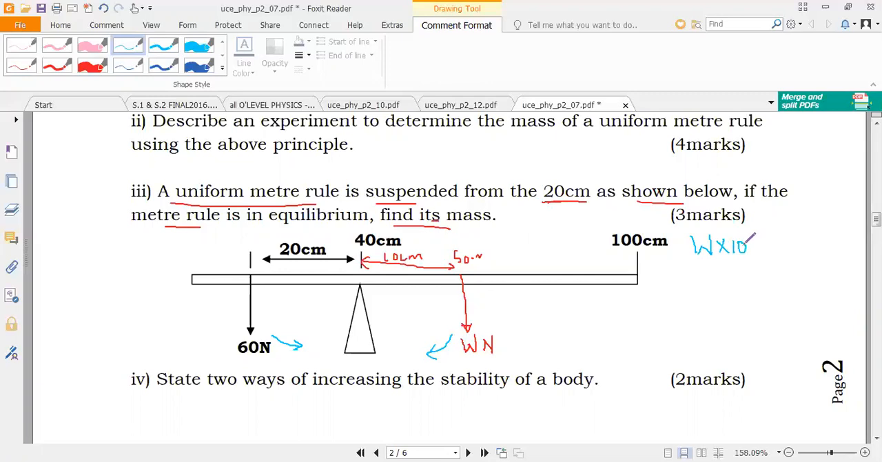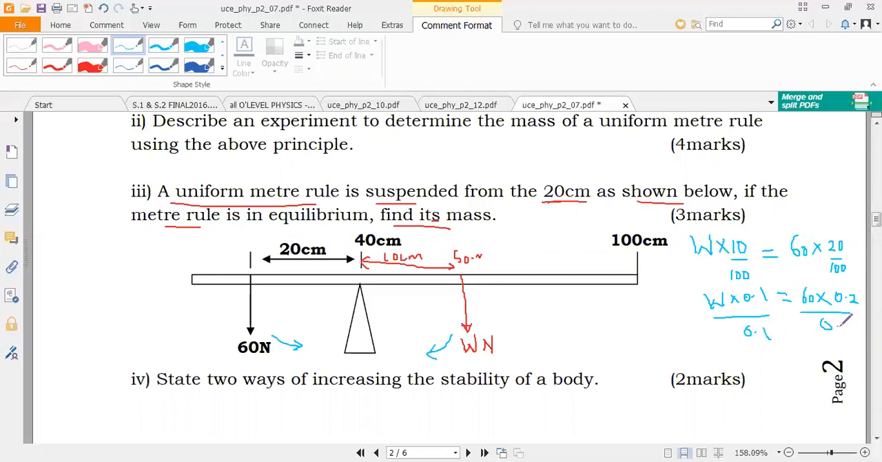And 10 you can change to meters by dividing by 100. This should be equal to 60 newtons, which is anti-clockwise, multiplied by its distance from the turning point, which is 20. To change it to meters, we divide by 100. So finally, W times 0.1 will be equivalent to 60 multiplied by 0.2. So to get the value of W, we shall divide by 0.1 on both sides.